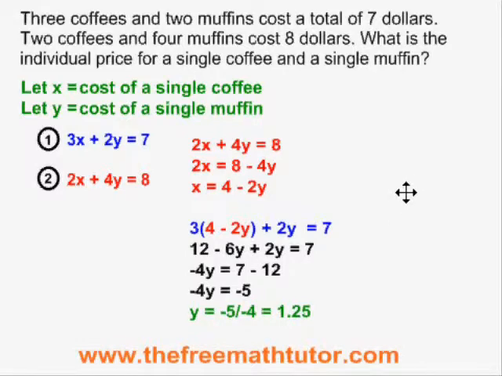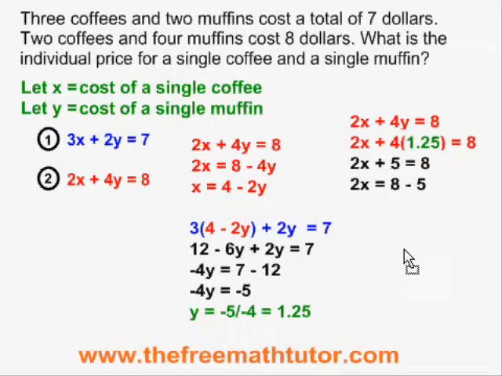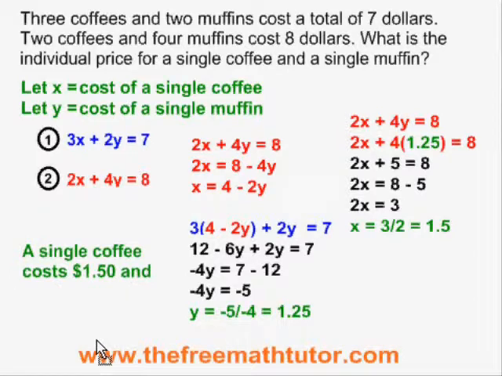Now I'm plugging y equals 1.25 into one of my original equations, and I get this. Simplifying, I end up with x is equal to 3/2 or 1.5. It's time to give the final answer to my problem. Since x is the cost of a single coffee and is equal to 1.5, a single coffee costs $1.50. Y is equal to 1.25, so a single muffin costs $1.25.